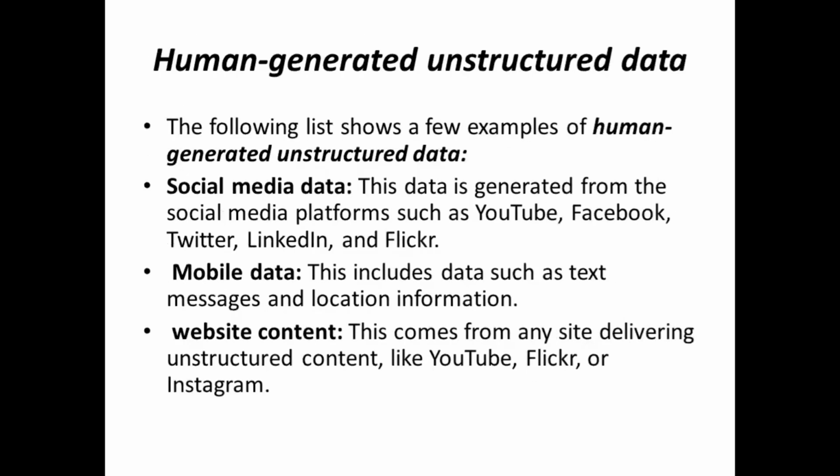Human-generated unstructured data. Unstructured data may be computer-generated, machine-generated, or human-generated. So, human-generated social media data. This data is generated from social media platforms such as YouTube, Facebook, Twitter, and LinkedIn. These are social media data. Mobile data also includes data such as text messages and location information. Everything here is human-generated data.